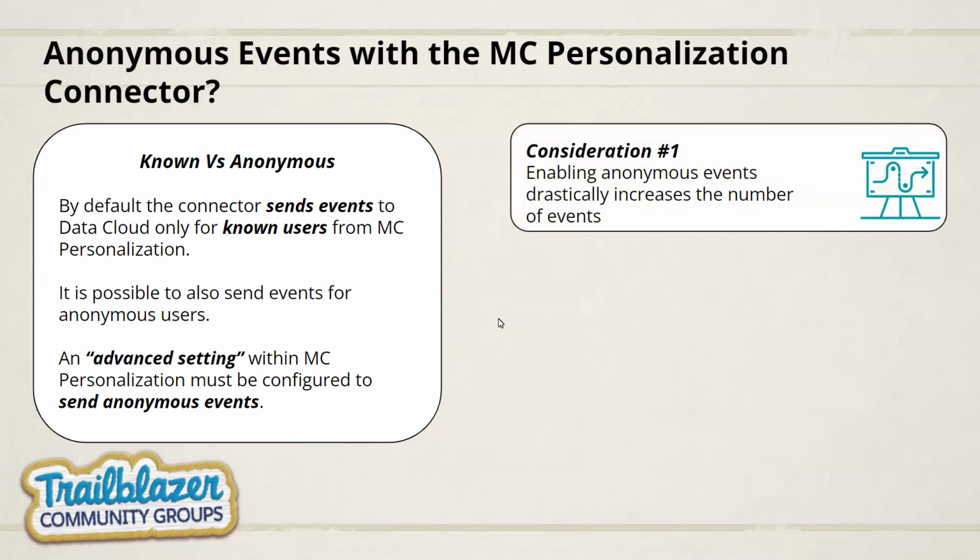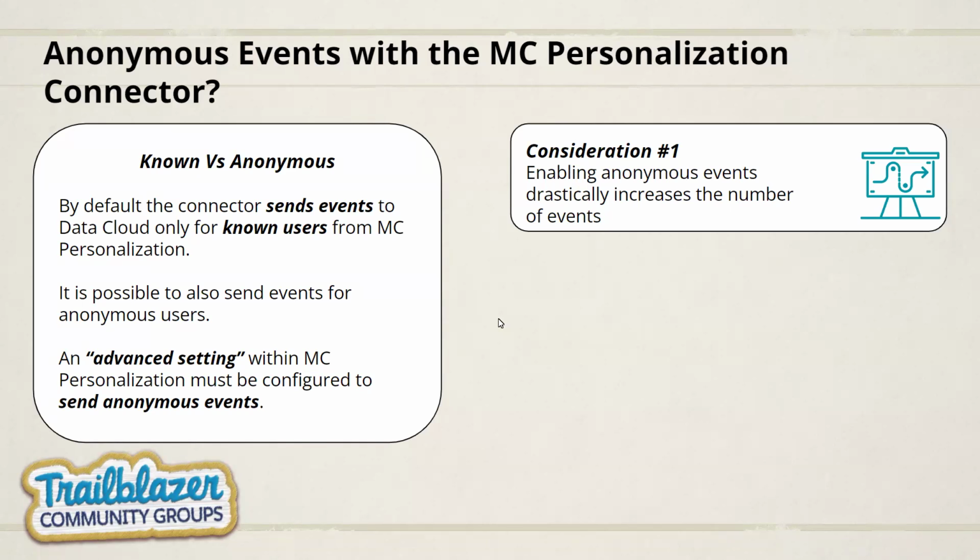Consideration number one. If you enable anonymous events, you're going to drastically increase the number of events coming into Data Cloud. And if we take that logical thought process a step further, more events means more data, which means more credit consumption. Data Cloud is a consumption-based platform, and as a consumption-based pricing model, you need to be careful here. Let's do fake numbers at the moment. If you're sending in only known information, and that's potentially from a couple million individuals, a couple million individuals by events of what they're doing on the site can be a lot of data.